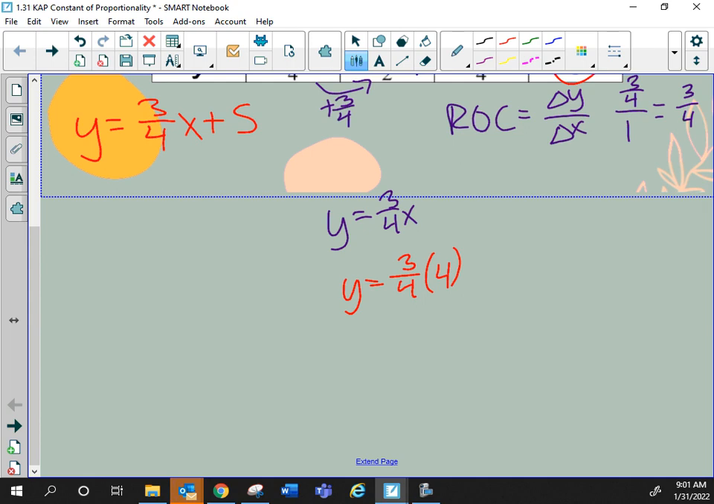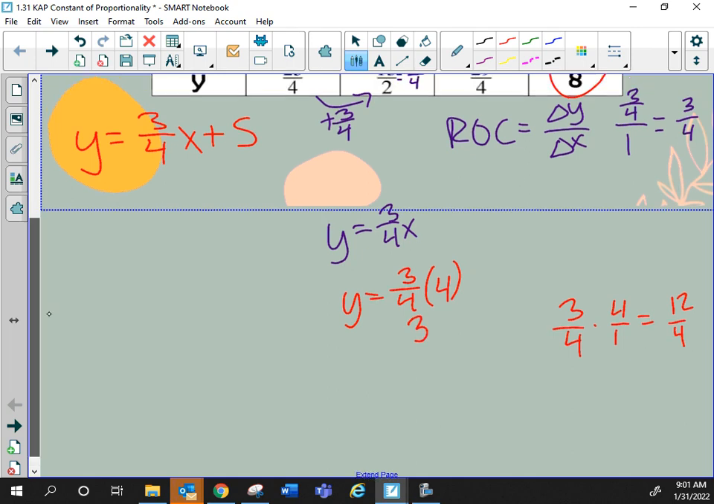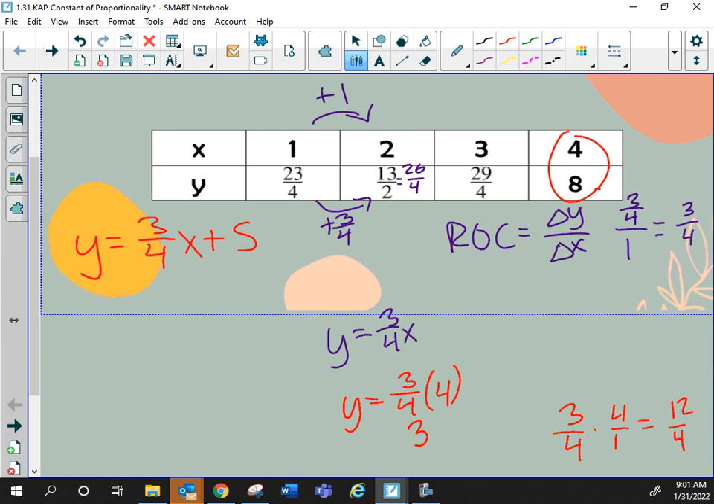Some of y'all might be able to do this in your head, but let's just review how to multiply fractions by a whole number. How do we do that? You put 4 over 1. Very good. And then just multiply like normal. So class, what's 3 times 4? 12. And 4 times 1? 4. And 12 over 4 simplifies down to 3. So I put in 4, but I need to get what value out? I need to get out an 8. So I still need to add 5. Okay, so that equation is y equals 3/4 x plus 5.